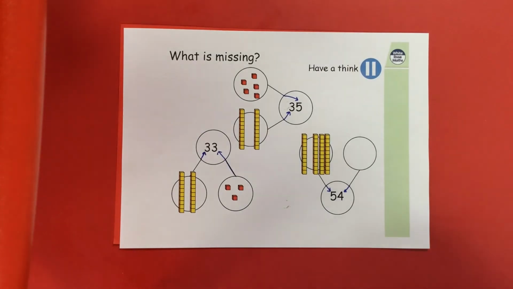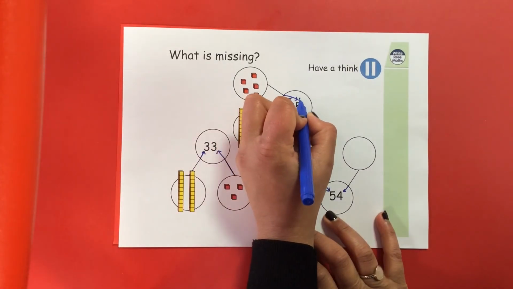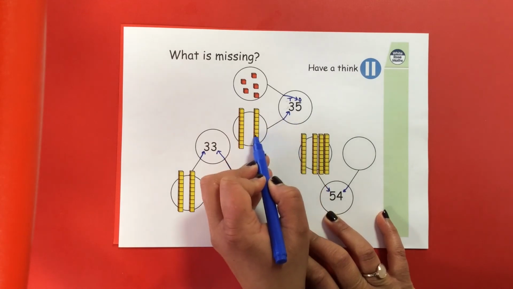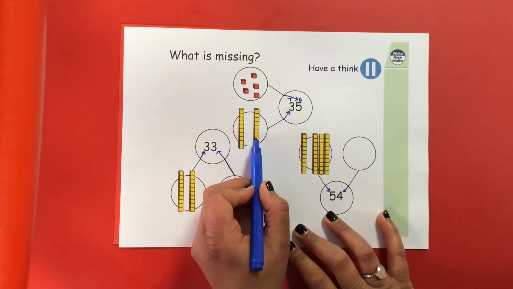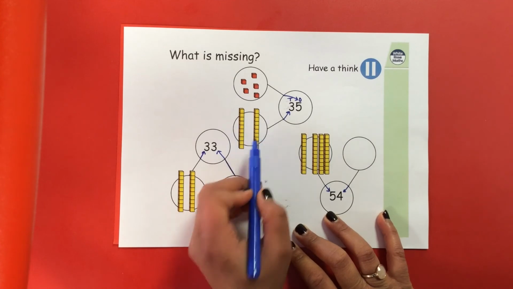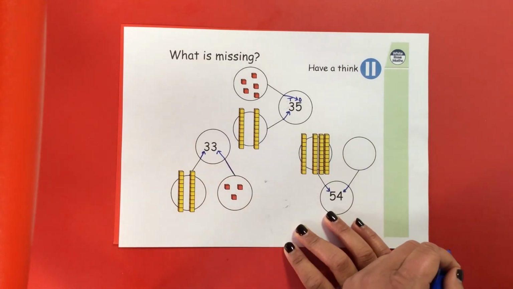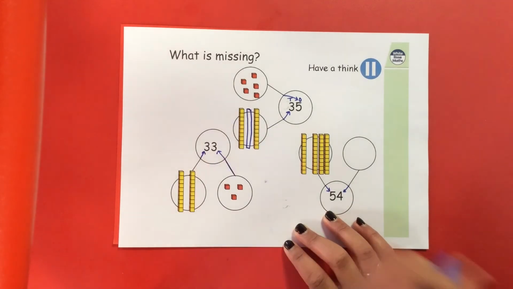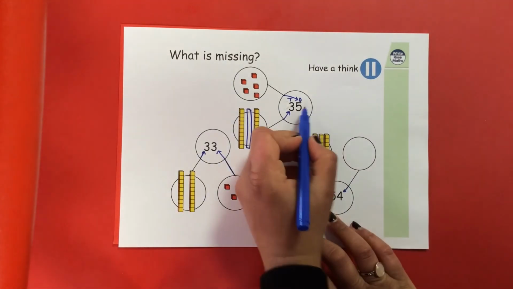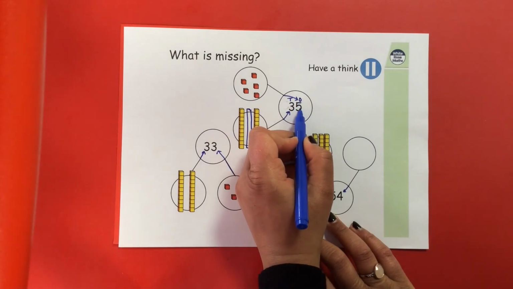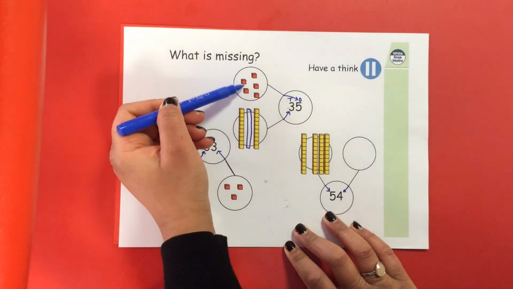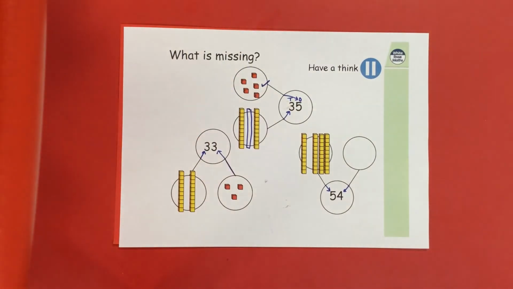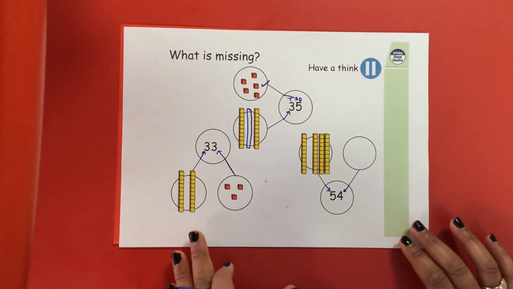Okay, children. So, in the tens, it says 3. So over here, there should be 3 tens. Are there 3 tens? 1, 2. Oh dear, so what was missing? That's right. There was a 10 missing. We can draw that in. Well done. And then in the ones, it says there are 5 ones. 1, 2, 3, 4, 5. So this part was correct. Well done if you got that correct too.